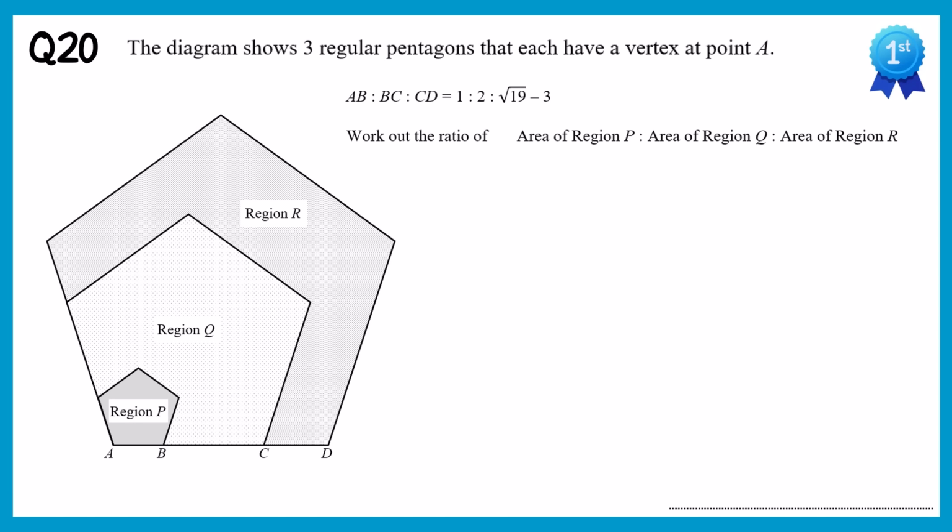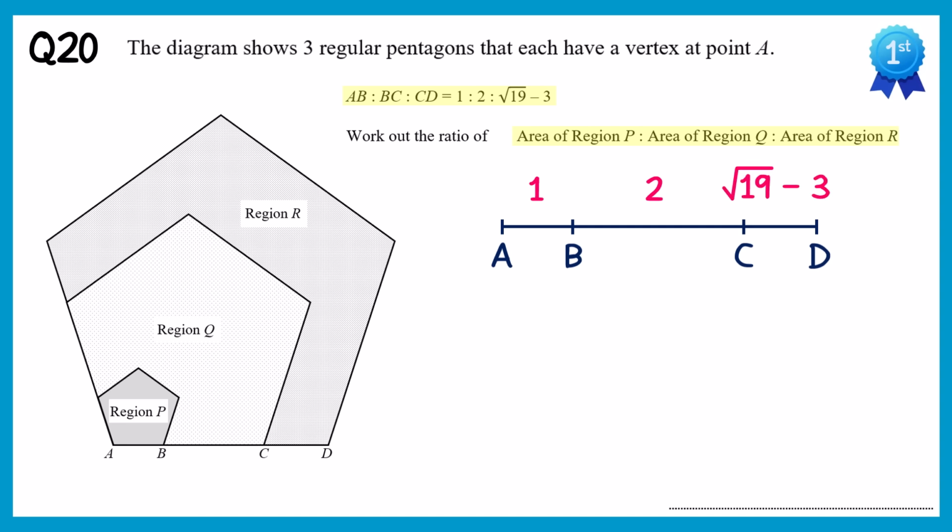In this question, we've been asked to work out the ratio of the areas of regions P, Q, and R. We've been told the ratio of the lengths from AB to BC to CD. Let's draw out a diagram of this. So if AB is 1 part, and then BC is 2 parts, and CD is square root 19 minus 3 parts.